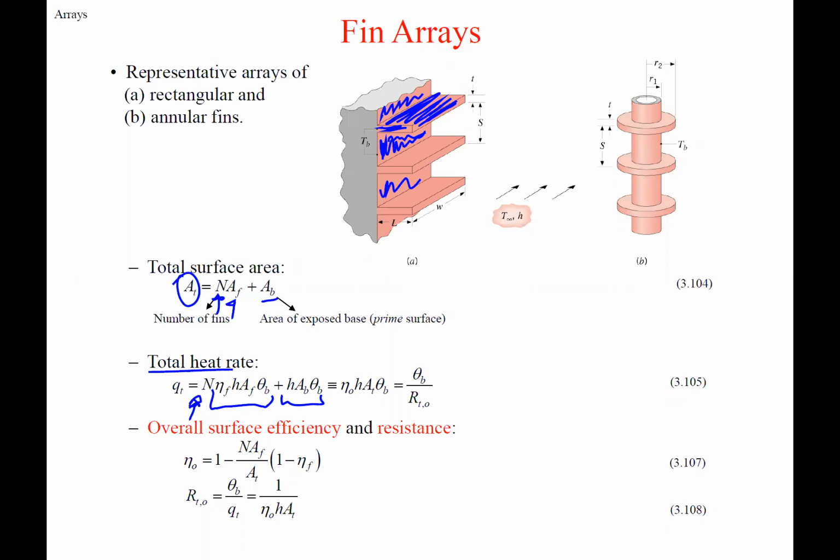We can also make an equation where we have the total overall efficiency of the fin array, and then just multiply that times h times total area times theta_b. That comes from just looking at these two equations, solving for what the fin efficiency is, and rearranging. They have basically done that here and solved for the overall efficiency. So this is for the fin array.